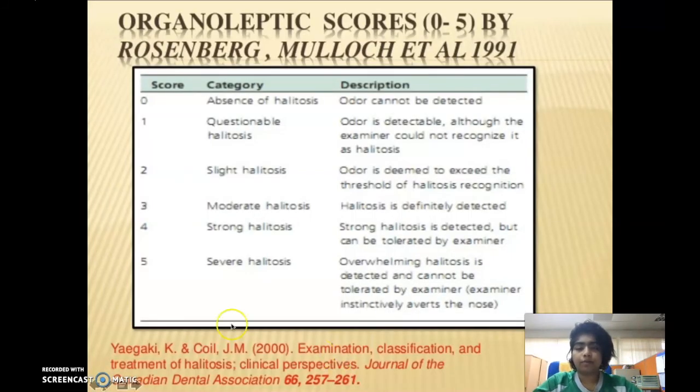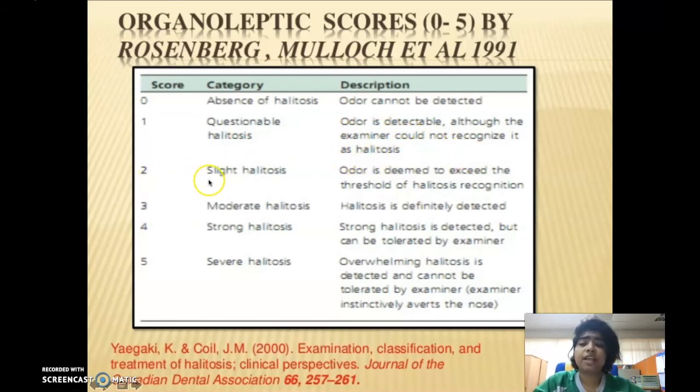So now I'm going to talk about the organoleptic score, which is 0 to 5, by Rosenberg in 1991. This guy introduced this score method. Score 0 means absence of halitosis, that means odor cannot be detected. Score 1 means questionable halitosis, that means odor is detected although the examiner could not recognize it as halitosis.